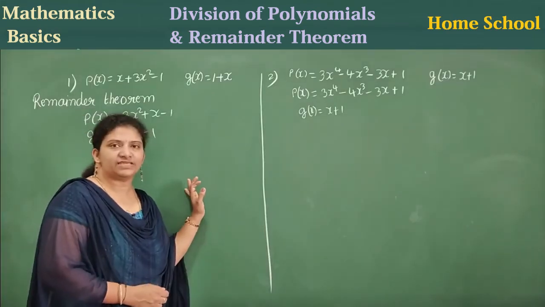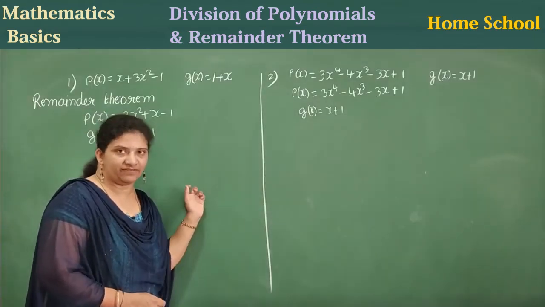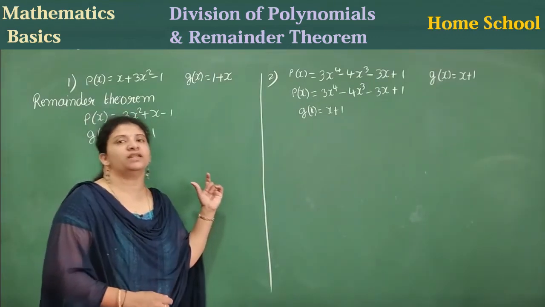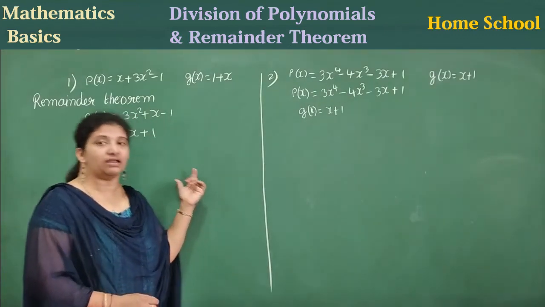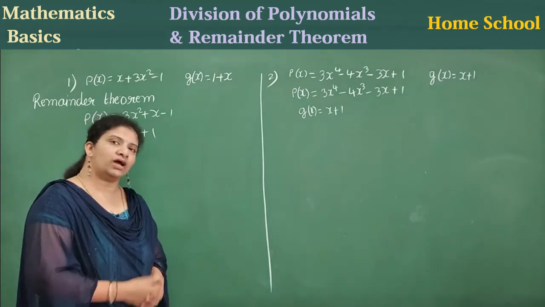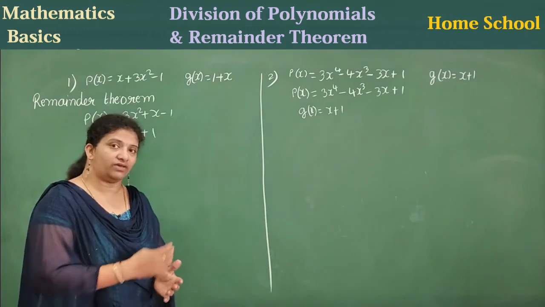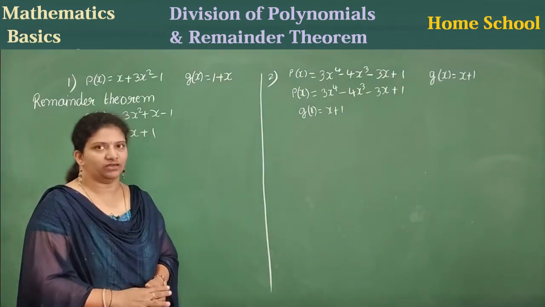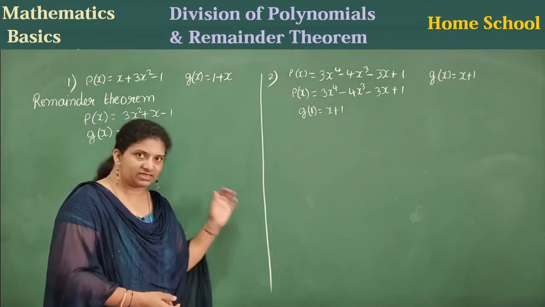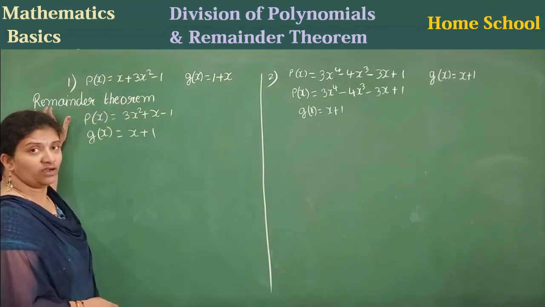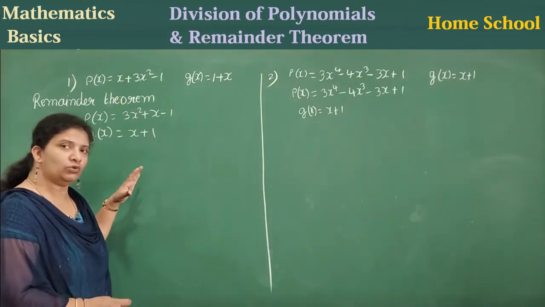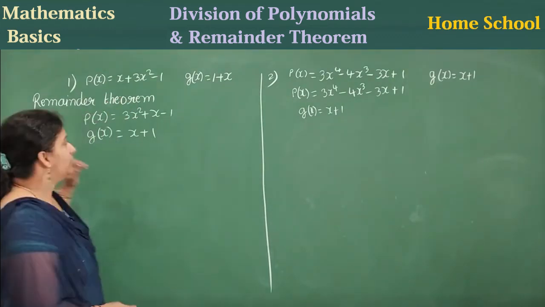Okay, now we have seen these two problems in the division method. We found the quotient and remainder. Similarly, we are going to use another method, that is by using the remainder theorem. We are going to do the same thing, but here we get only the remainder. We won't get the quotient by this method. So let's see this method. What is this new method? By using the remainder theorem, directly within two lines, you are going to get your answer.